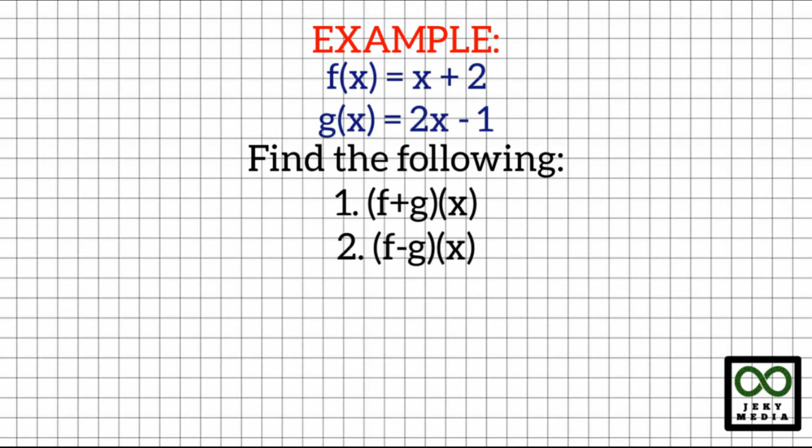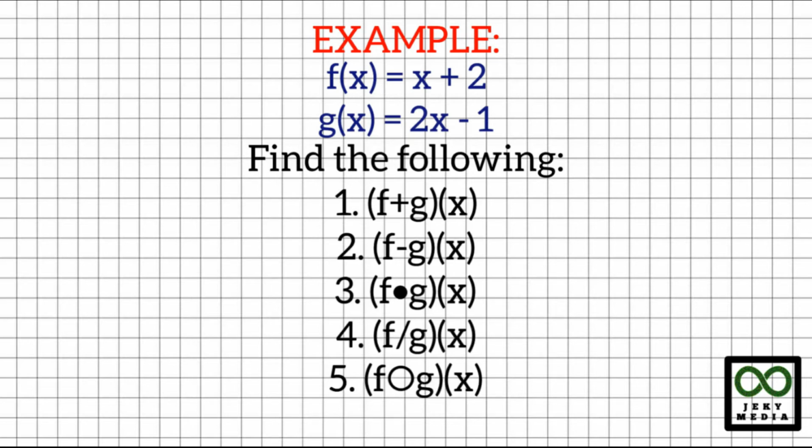Number 2, the difference of functions f and g. Number 3, the product of functions f and g. Number 4, the quotient of functions f and g. Number 5, composite functions f of g of x. Number 6, composite functions g of f of x.